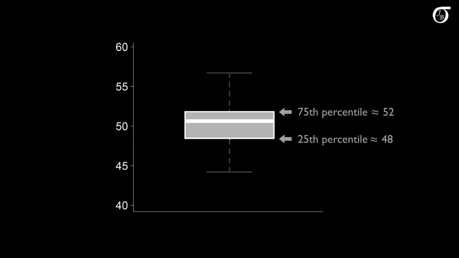There's a line through the box at the median, also known as the 50th percentile. Note that the median might lie anywhere between the 25th and 75th percentiles. It doesn't have to be right in the middle of the box.